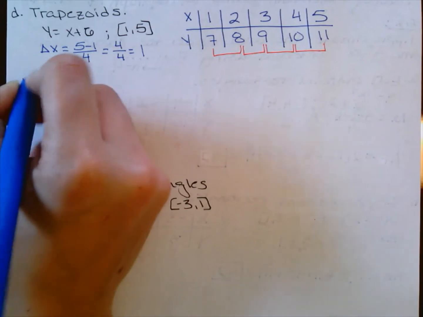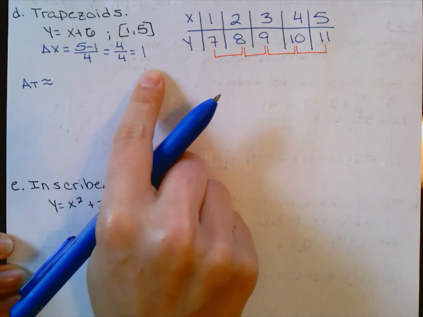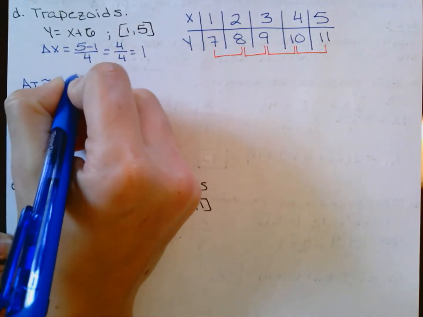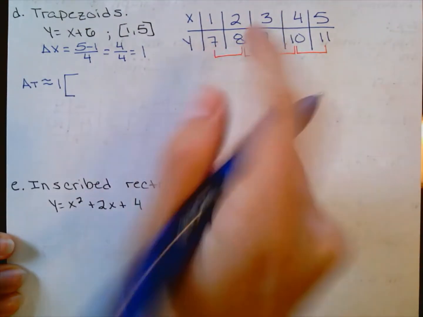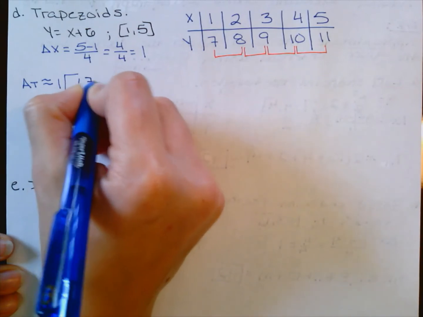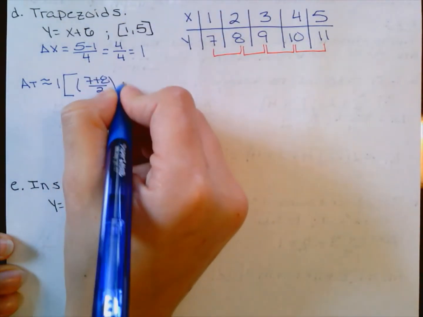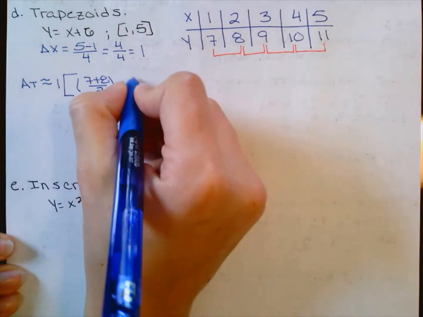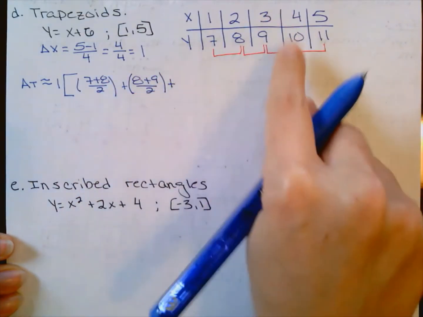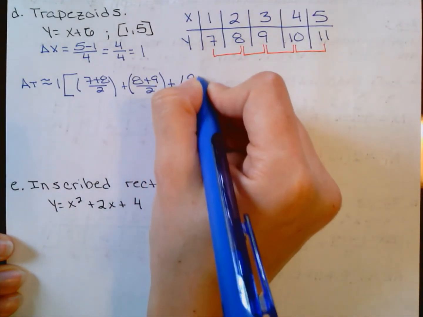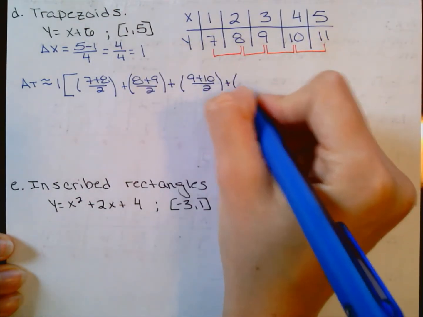Now my area, approximated according to my trapezoid. I do have a 1. And now the whole point of trapezoid is I'm going to take the average for my first rectangle of these two heights. So I have 7 plus 8 divided by 2, the average of those two heights. On to the next rectangle, the average of the two heights. On to the next one. And my last one, the average of those two heights.